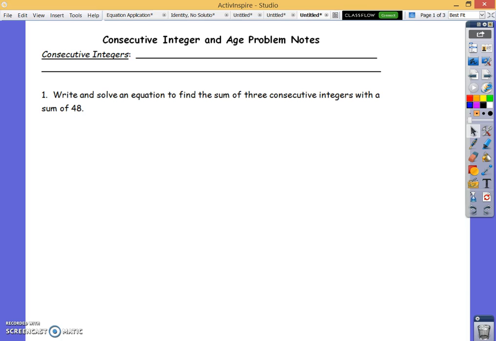Okay, welcome to our lesson on consecutive integer and age problems. We're going to do a couple of the problems that you have in your notes, so make sure you're following along.